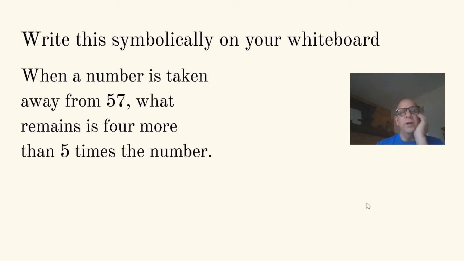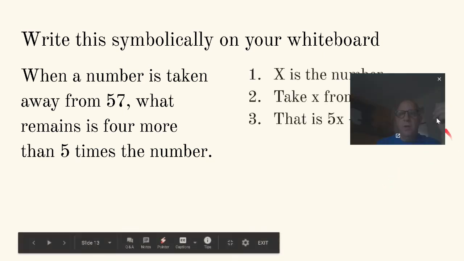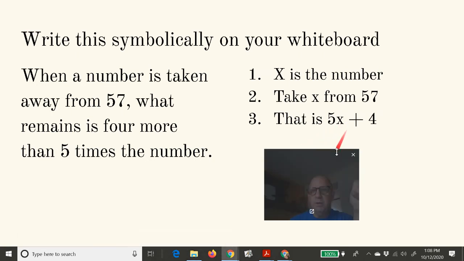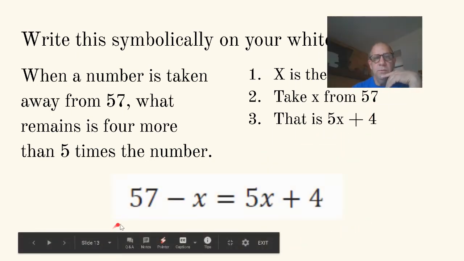All right, try this one. Pause the video, read it, do it. Welcome back. When a number is taken away from 57, what remains is 4 more than 5 times the number. So 57 minus the number equals 4 more than 5 times the number. So I'm going to do 5 times the number, and I'm going to add 4 to it. So x is our number. Take x from 57, and that equals 5x plus 4. 57 minus x equals 5x plus 4.